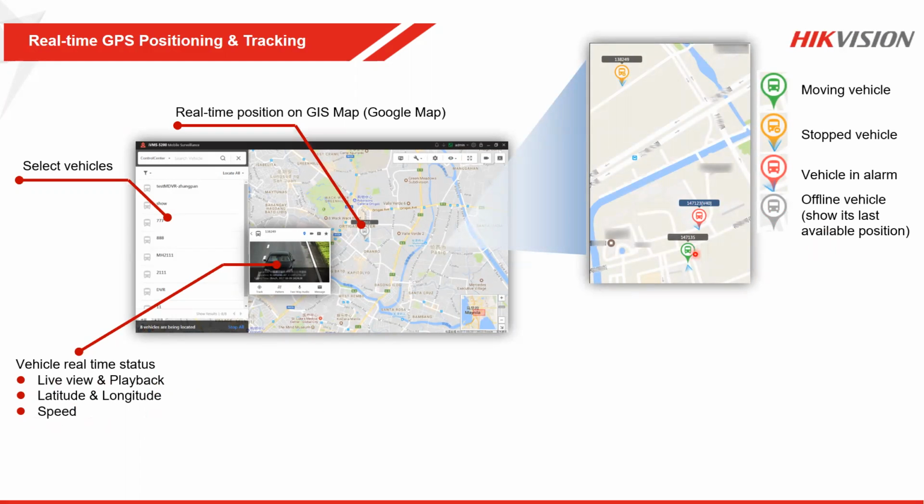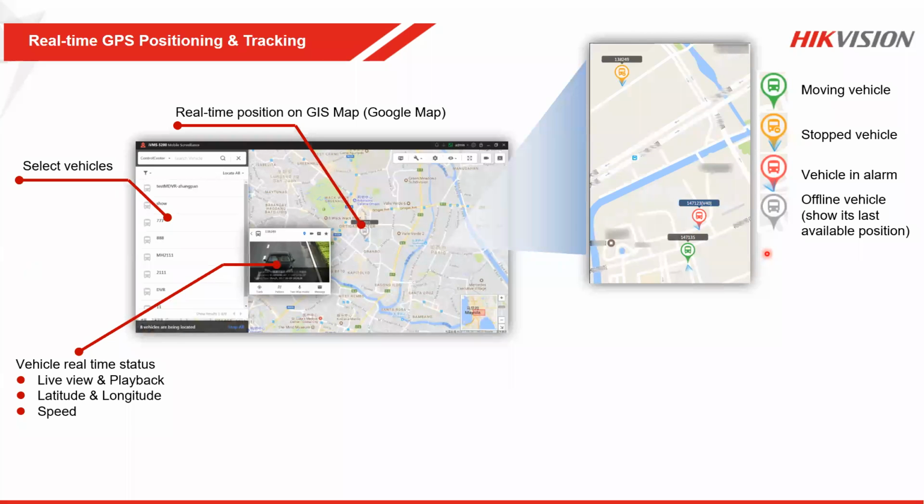And we also have different icons to tell us what the vehicle is, the meaning of different color icons. So if it's green, the vehicle is moving. If it's yellow, the vehicle has stopped. Red means that there's an alarm coming out from the vehicle, various types of alarms. And gray would mean that the vehicle is showing offline from its last position.